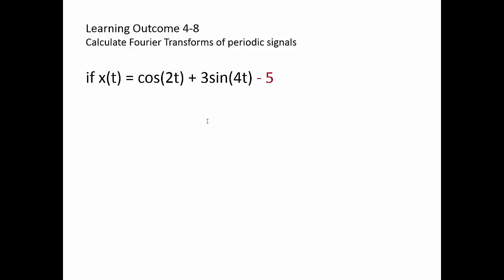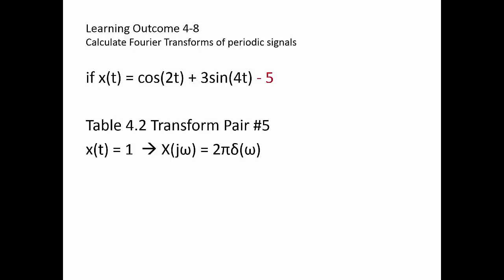Okay, what if our Fourier series had a constant in it, an A0 term? Note that transform pair number 5 from table 4.2 says that if our time signal is a constant, our Fourier transform will be 2 pi times delta of omega. Well, this makes some sense because we've been seeing that for every a sub k, we get a delta of omega minus k omega naught. This is our A0 term, so our k value is 0. So this is delta of omega minus 0 times omega naught, or just delta of omega.